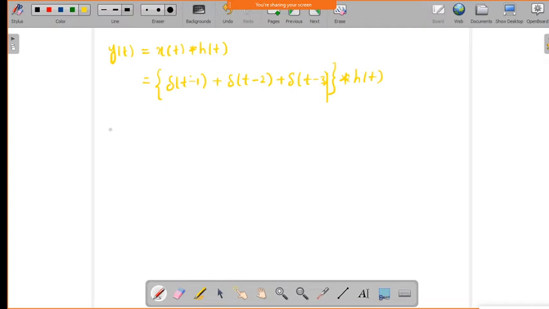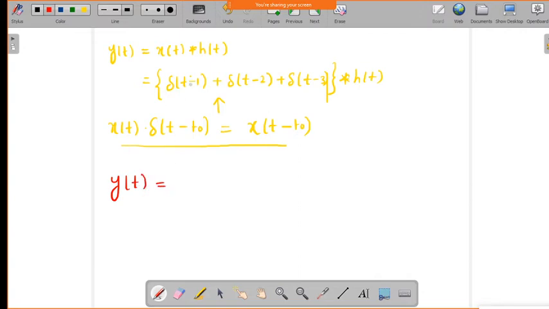Now we know the property, so use this property and try to do it. If you multiply any input signal x of t with the time shifted impulse del of t minus t naught, this will give the shifted input signal, that is x of t minus t naught. The same property you apply here, and you will get the output response y of t.